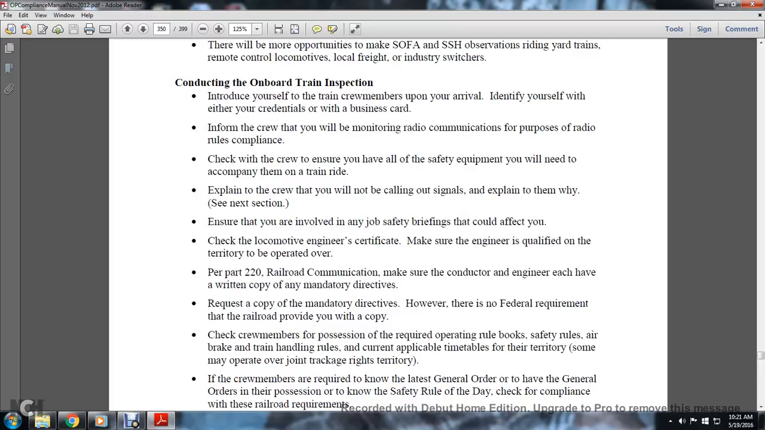Conduction of the onboard train inspection. Introduce yourself to the train crew members upon your arrival. Identify yourself either with your credentials or with a business card. Inform the crew that you will be monitoring the radio communication for the purpose of radio compliance.